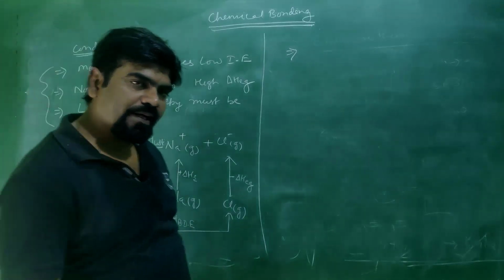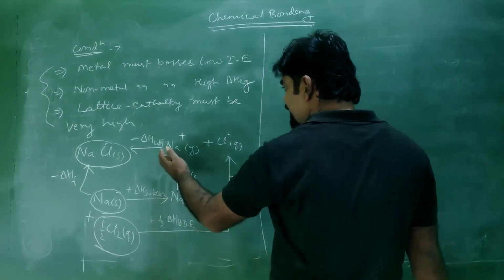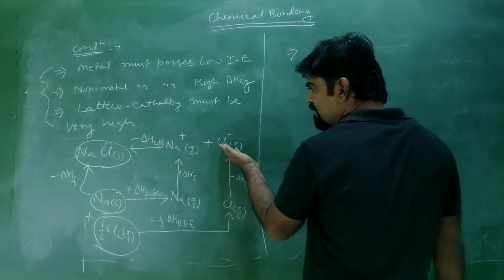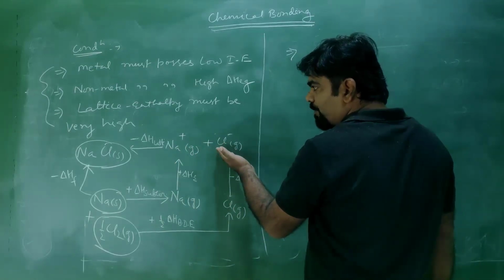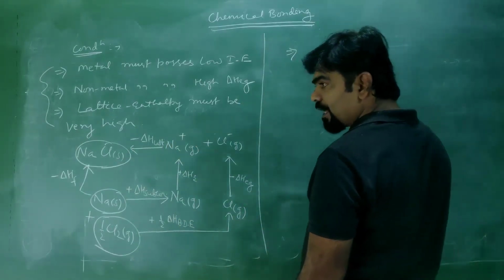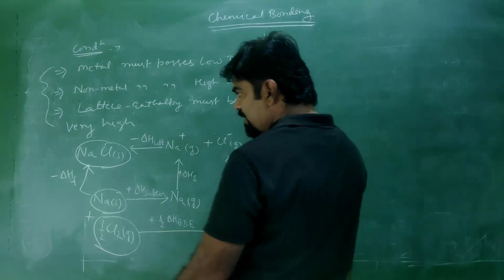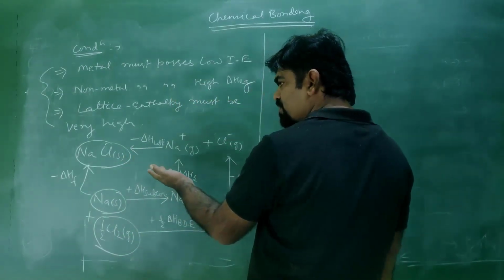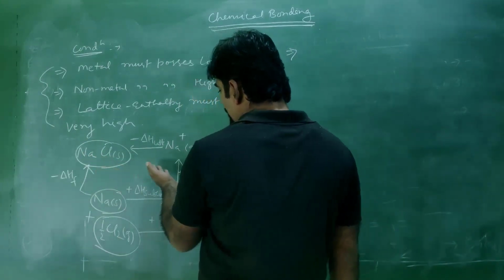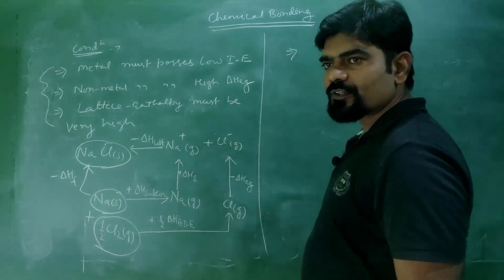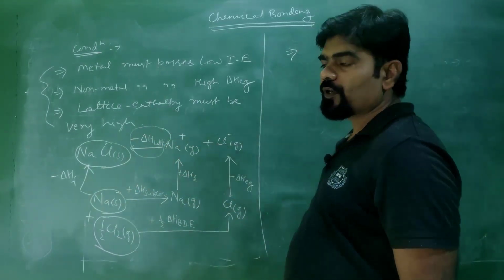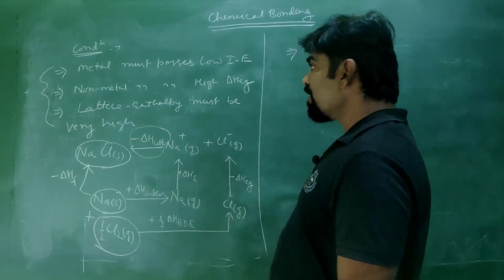So lattice enthalpy can be defined as the amount of energy released when 1 mole of gaseous cation combines with 1 mole of gaseous anion to form the corresponding solid crystal lattice structure. Or, the net amount of energy absorbed when 1 mole of solid crystal lattice structure is broken down into corresponding gaseous ions is called their lattice enthalpy. Alright, and this cycle is called the Born-Haber cycle.